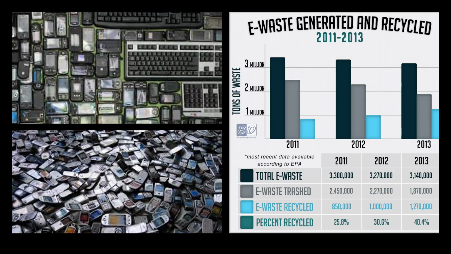So here are some pictures and a figure to help provide a visual aid as to how large of a problem improper disposal of electronic devices can be. The picture on the top left-hand side shows cell phones and desktop keyboards, whereas the photo in the bottom left corner just shows a large pile of cell phones. And then, of course, the graph on the right-hand side is from 2011 to 2013, and it shows the total amount of e-waste produced and how much of that was actually recycled.